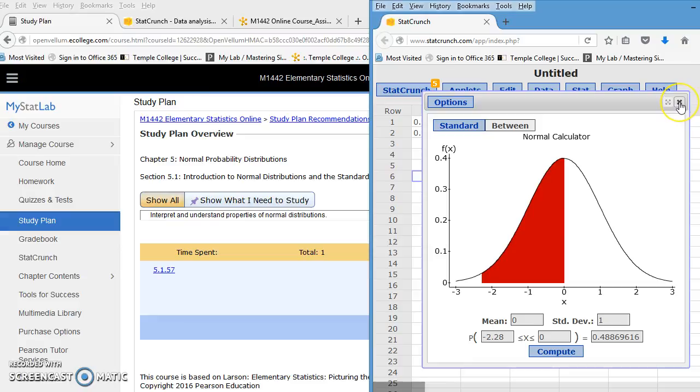And so that will end our information about Chapter 5, Section 1. I'll do a separate video for Section 2.